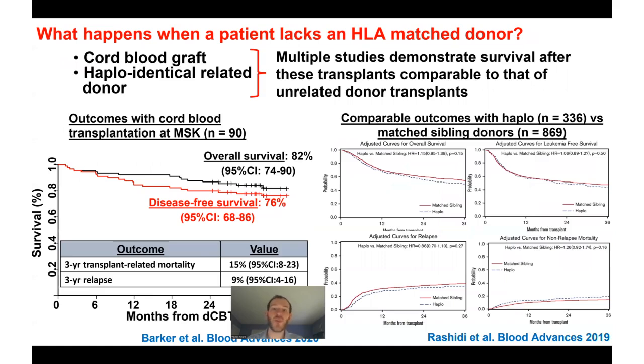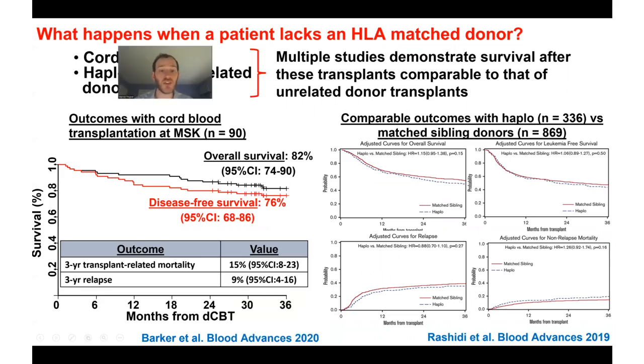Multiple studies have shown that survival is similar after both cord blood and haploidentical donor transplants. I shared the data on the bottom left from Sloan Kettering. It's a 90-patient recent cohort published in Blood Advances in 2020. You can see that overall survival at 3 years is 82%, disease-free survival is 76%. Those are outcomes that rival any other kind of transplant. And on the bottom right, you can see data from Rashidi et al. from Blood Advances comparing matched sibling donors with haploidentical donors. Again, you can see overlapping survival curves and other outcomes as well, with no significant differences.